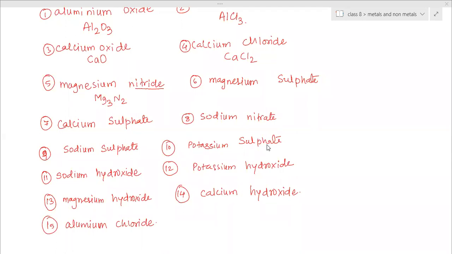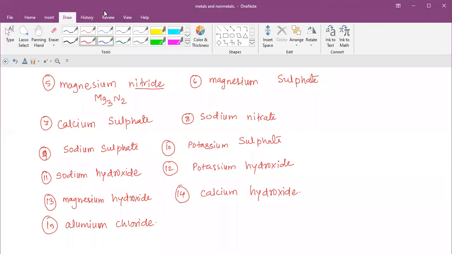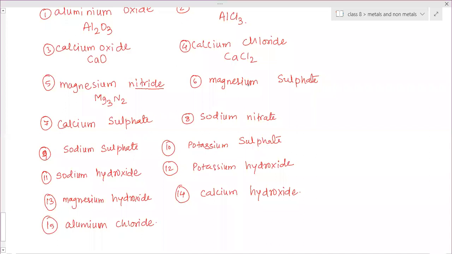Everyone done? Yes, tell me the formulas one by one. Magnesium sulfate, Chetna. MgS. No, it is sulfate, not sulfide. It is SO4.